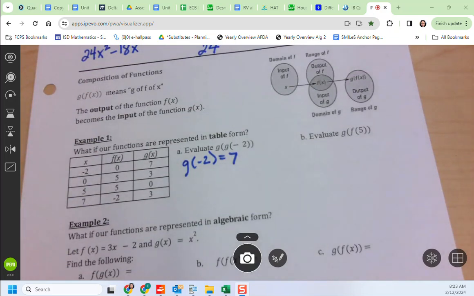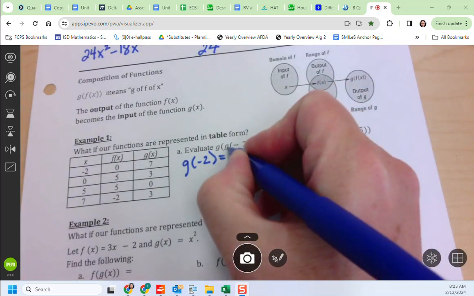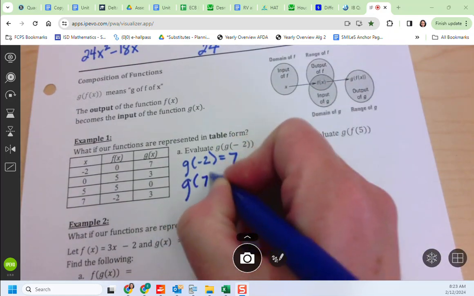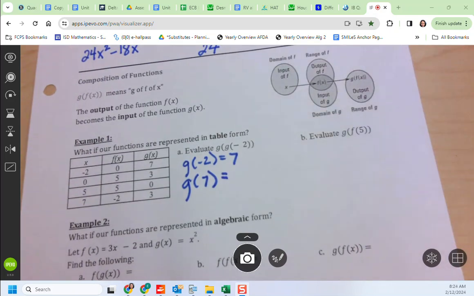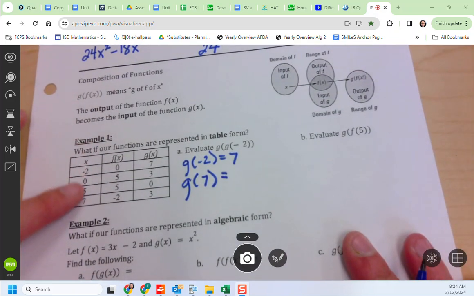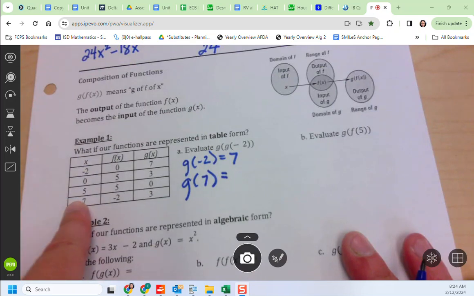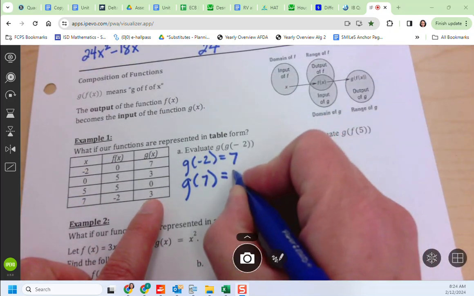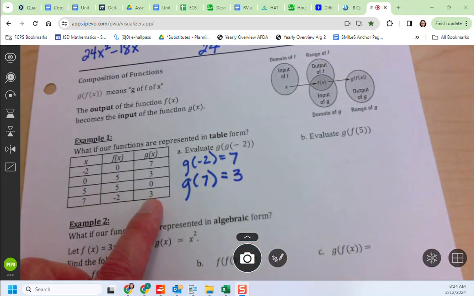But I'm not done because now it says take that answer and put it back into g. So the answer becomes the input. G of 7. So now I have to look when x is 7, what is g? See it? It's 3, good. So that's your final answer.